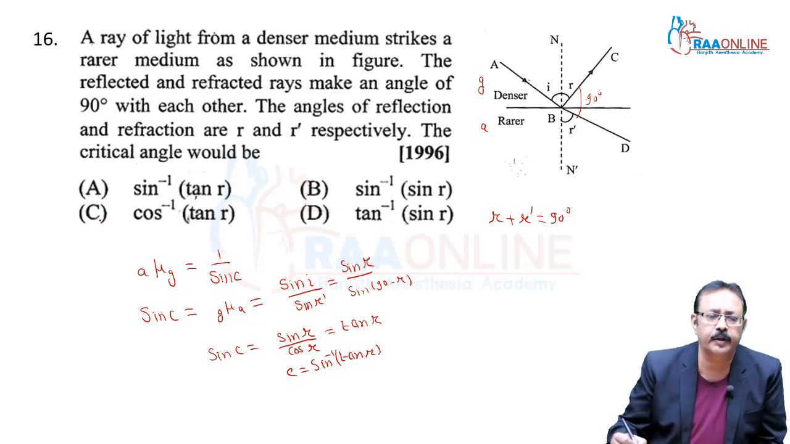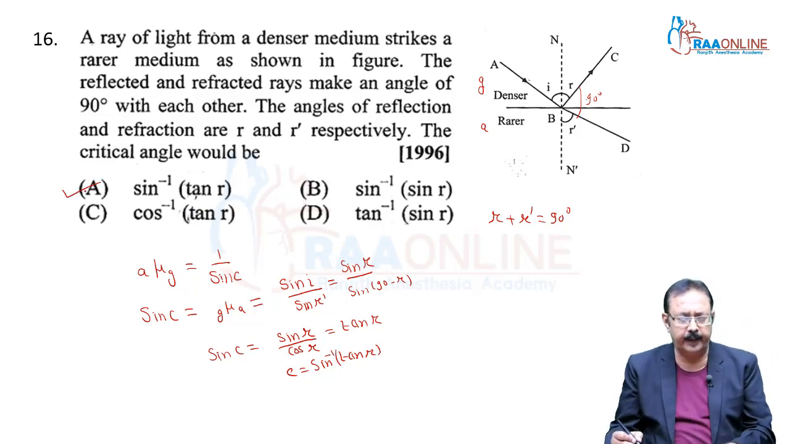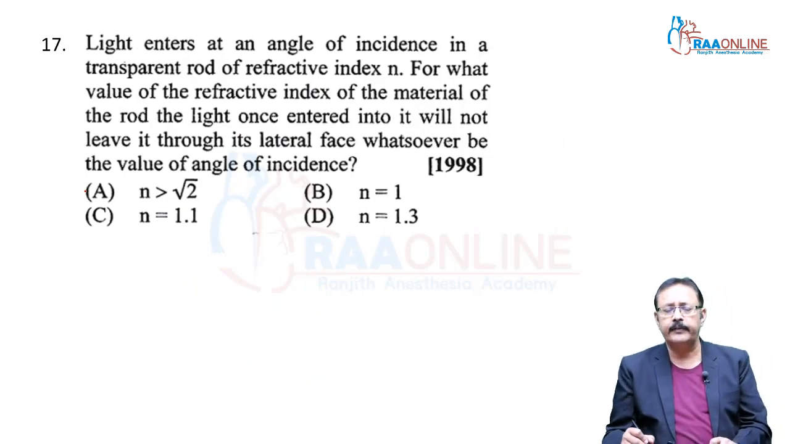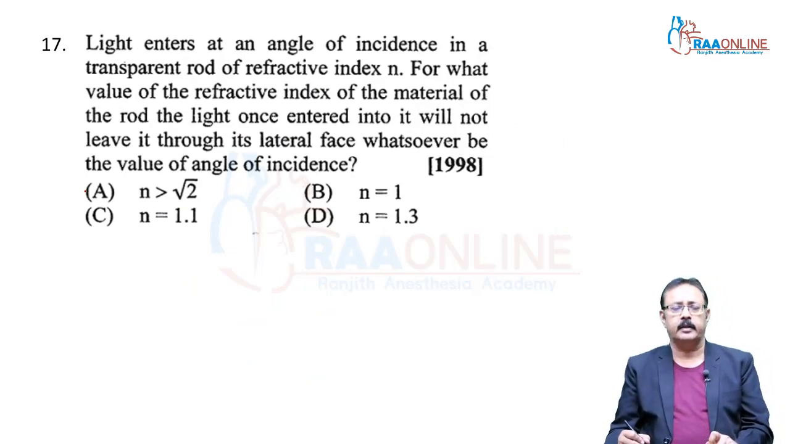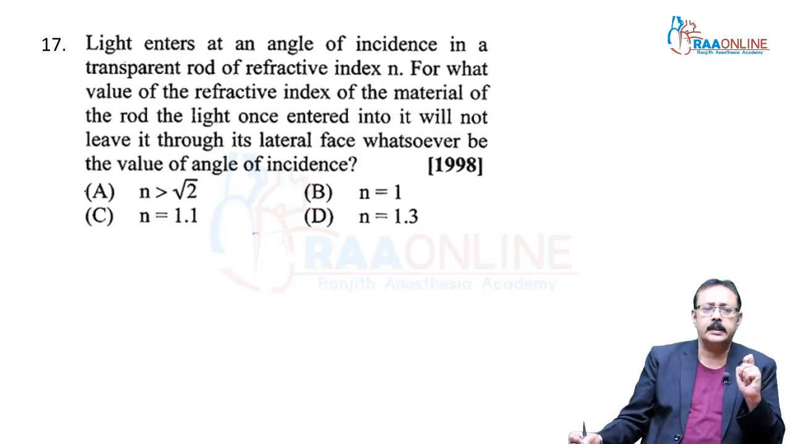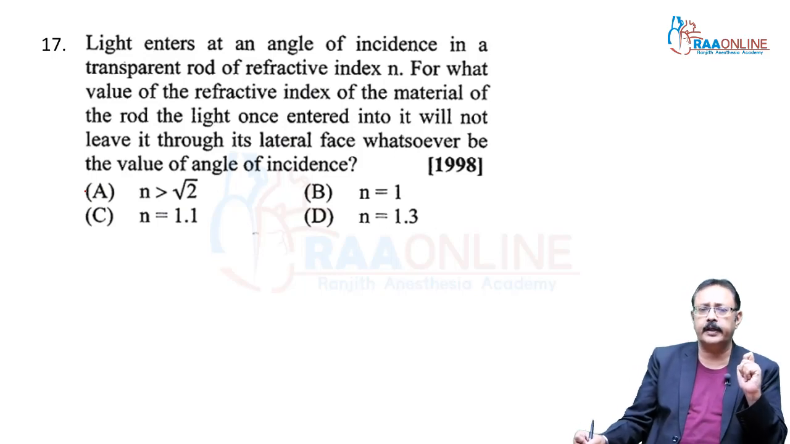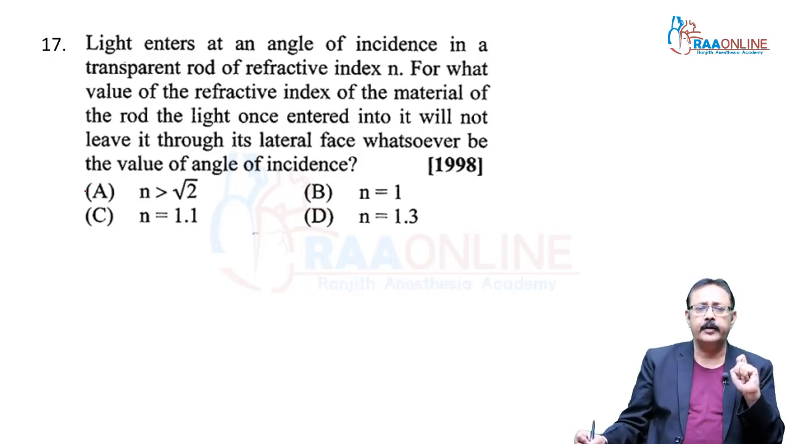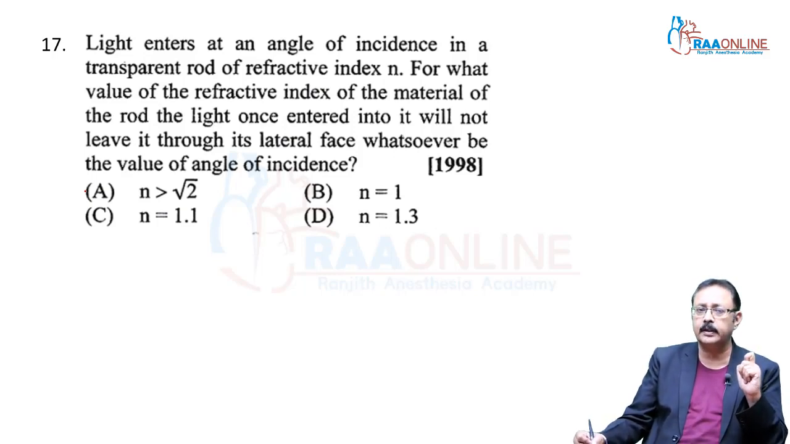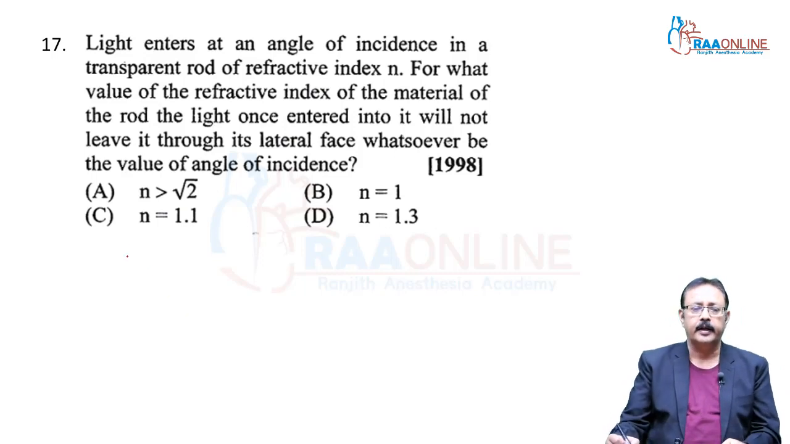So we will go with option A, 16th A. 17th, it is from 1998. Light enters at an angle of incidence in a transparent rod of refractive index mu, and for what value of the refractive index of the material of the rod will the light, once entered into it, not leave it throughout the lateral surface, whatsoever be the value of angle of incidence? You have the complete derivation in your 12th class in optical fibers. We know that in this case mu should be greater than root 2. So we will go with option A.